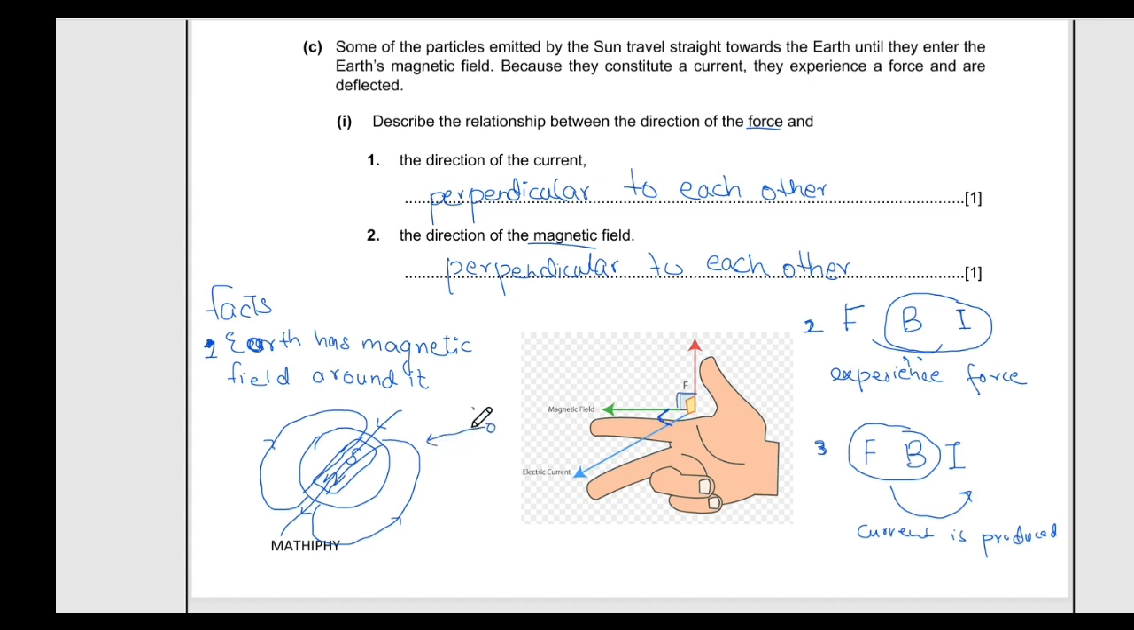So the conclusion is, whenever there is a charged particle that is moving in a magnetic field, so basically the current and magnetic field are in combination, it will always experience a force which would be 90 degrees to the magnetic field and the current as well.